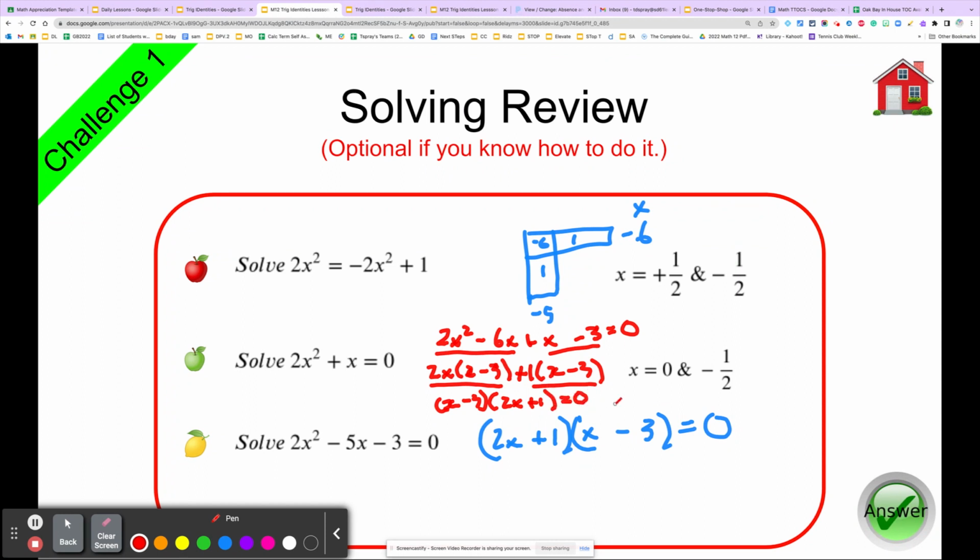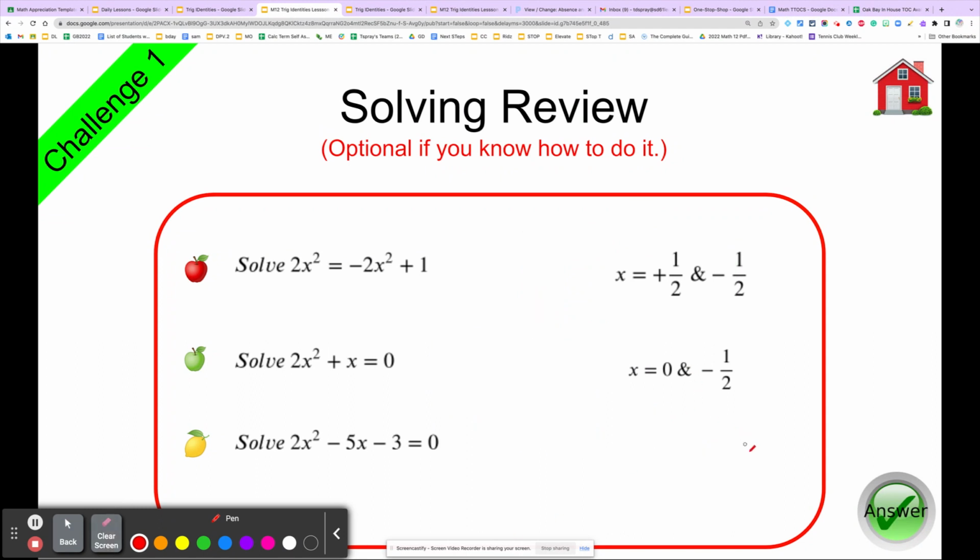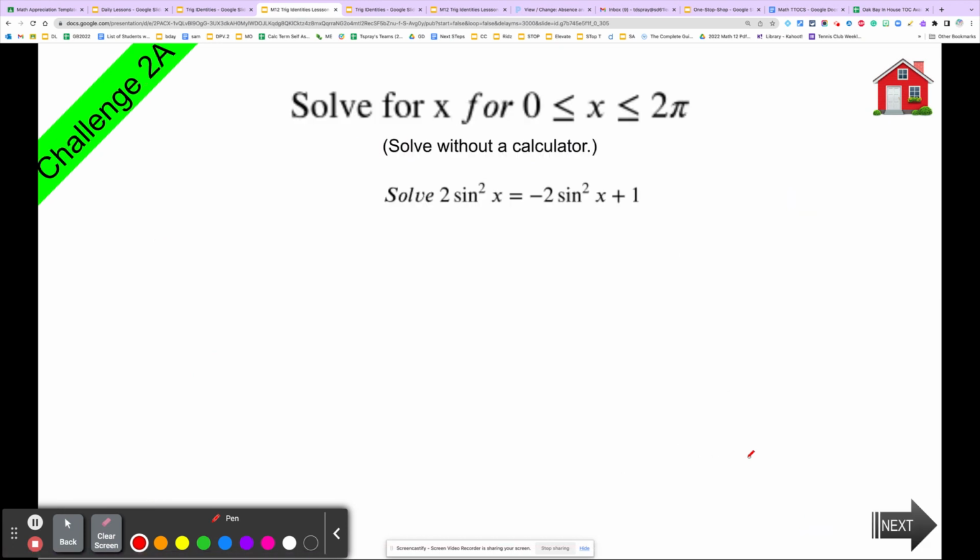There's a lot of different ways of factoring. You can try the box. There's just so many ways of factoring, and there you go. So that's a warm up. Okay, so that's reviewing a skill that you have known in the past, and now we're going to go and apply it. So here we go.